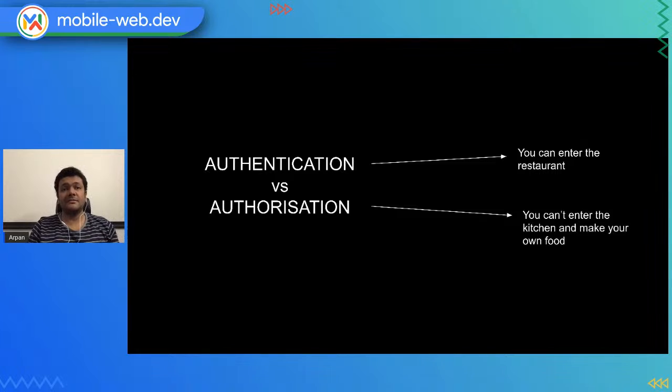So authentication means, yes, you are present in the database, so you can start using the website. You're recognized as a user. Authorization means you have some permissions, and you do not have some permissions. Probably you can log in, but you cannot modify your friend's profile. You're not authorized to do that. You can modify only your own profile. So that is authentication versus authorization. Here is where JWT is very useful.